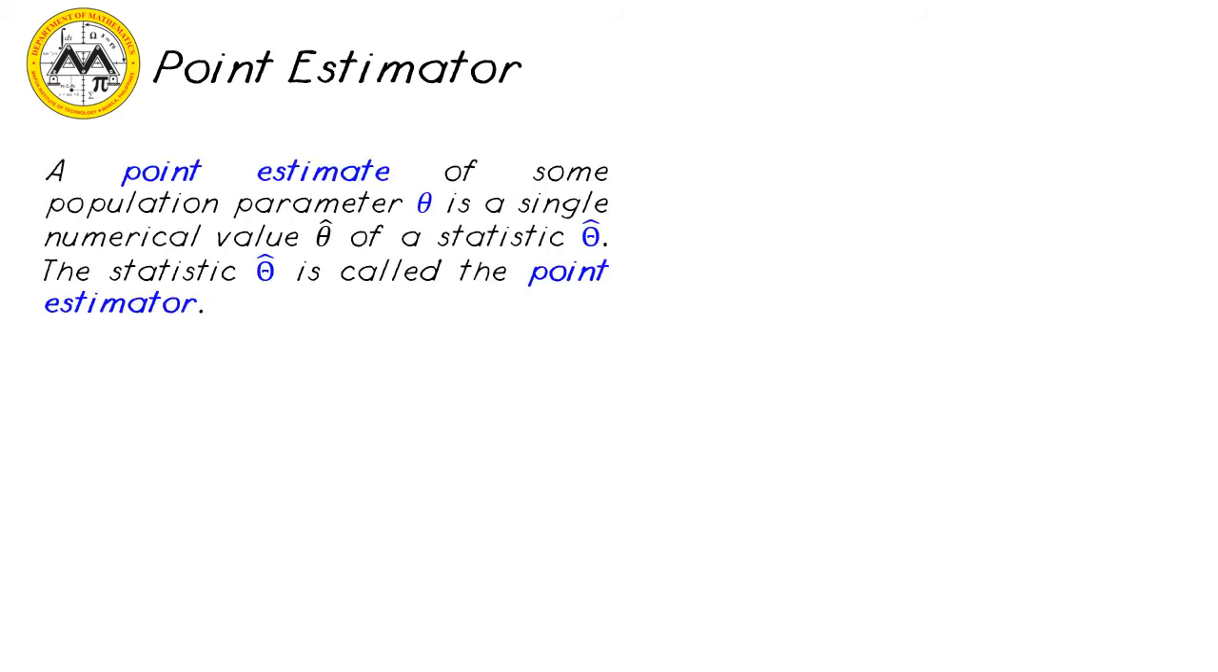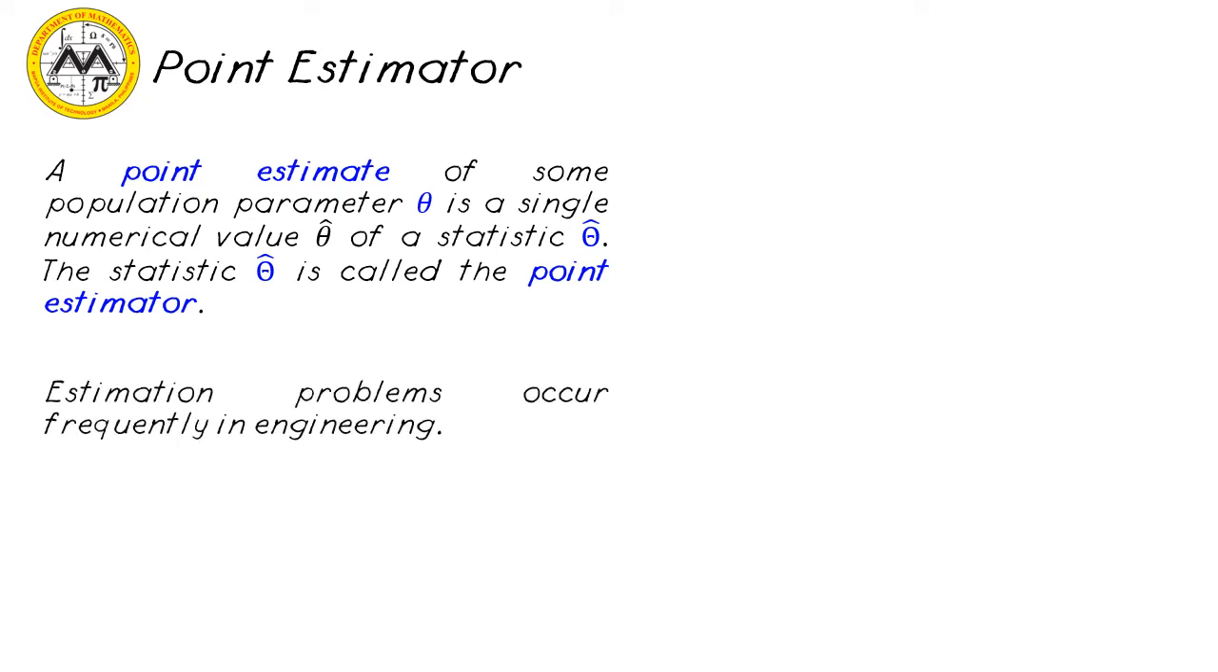Point estimator. A point estimate of some population parameter theta is a single numerical value theta hat of a statistic capital theta hat. The estimator capital theta hat is called the point estimator. Estimation problems occur frequently in engineering.